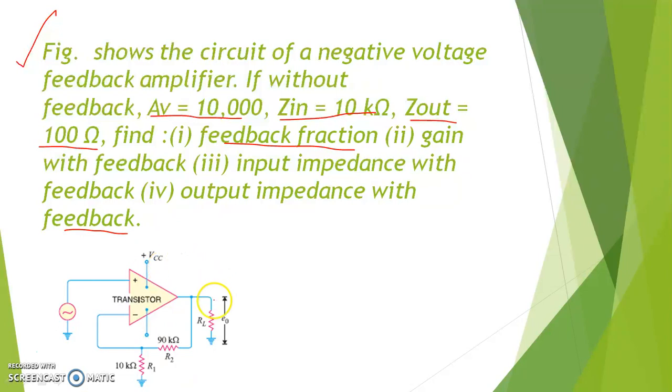So the first step is you have to identify the feedback topology. Here it is written that it is a negative feedback voltage amplifier. Okay, so sometimes it may not be written in such a way. So how to identify what type of feedback topology this is? So you know the rule.